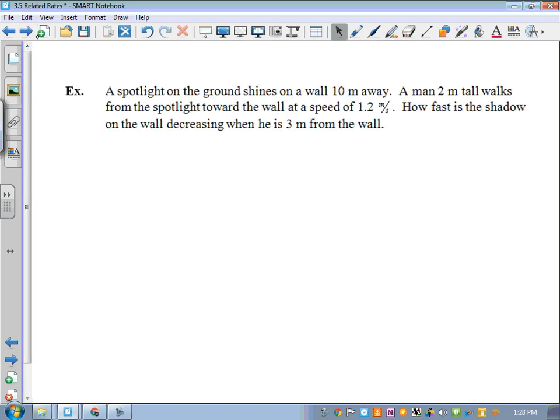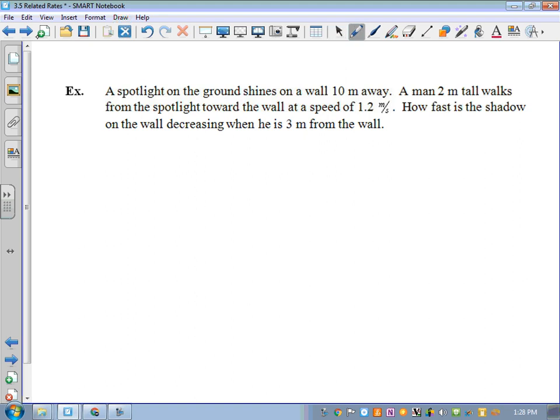A spotlight on the ground shines on a wall 10 meters away. A person, 2 meters tall, walks from the spotlight towards the wall at a speed of 1.2 meters per second. How fast is the shadow on the wall decreasing when he is 3 meters from the wall? Definitely a lot of stuff happening in this question. And like most of these related rate questions, it's important to draw a diagram.